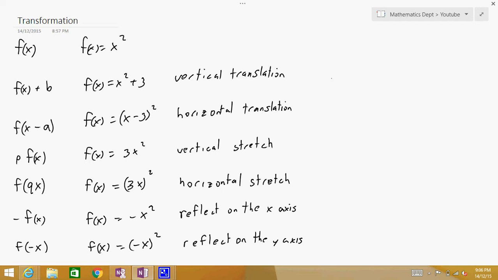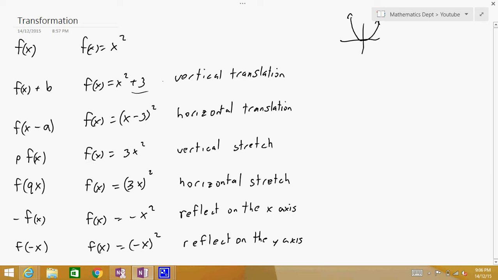If we have a function f of x equals x squared, we all know what f of x equals x squared looks like if we drew it. It looks something like this. Now if we changed our function to f of x equals x squared plus 3, there's a transformation that's happened. What did this plus 3 do to our original function?